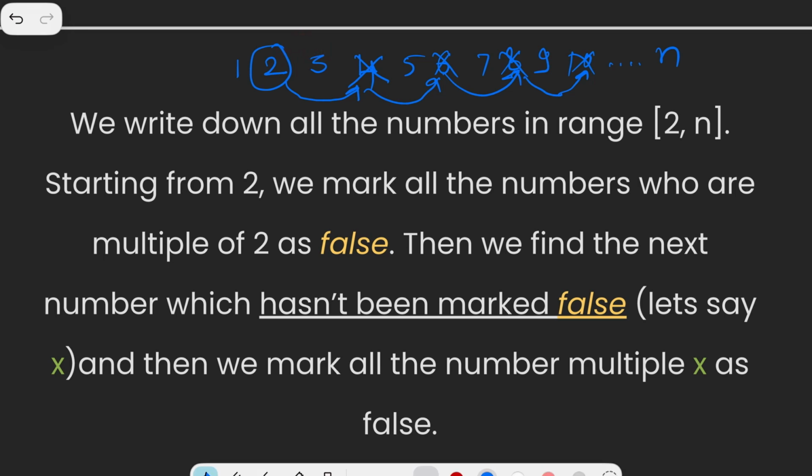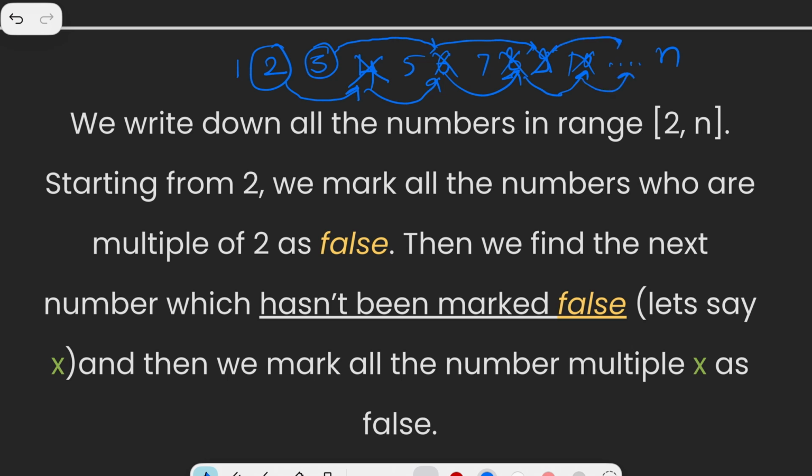We will check whether 3 has been marked false or not. If not, then we will take 3 and do the same. Now we will mark all the multiples of 3 as false. We will mark 6 as false, which has already been marked as false by 2. Then we will mark 9 as false, similarly till n, right?